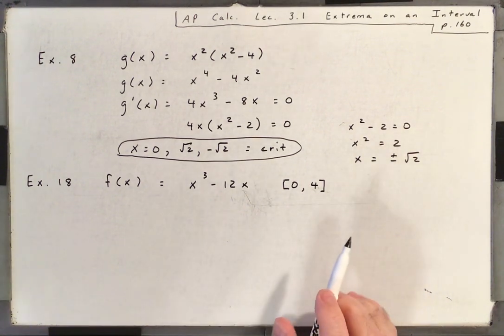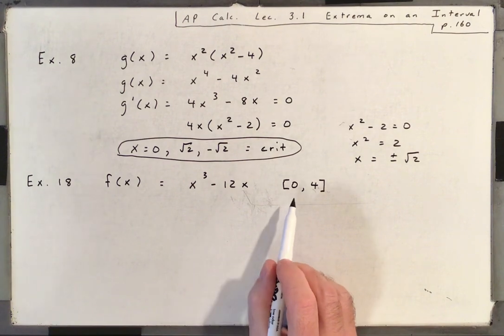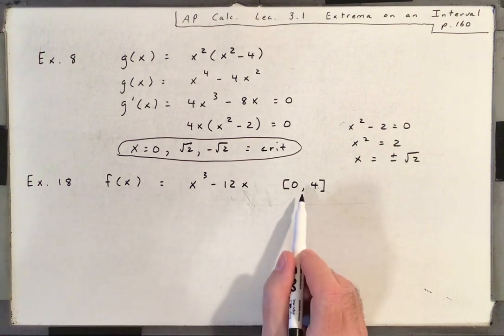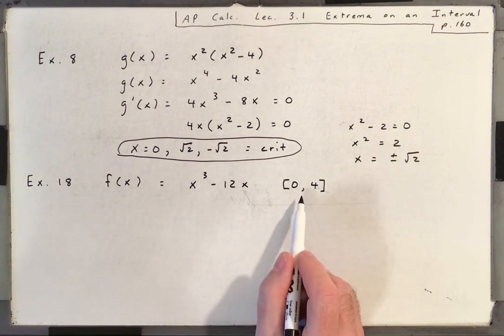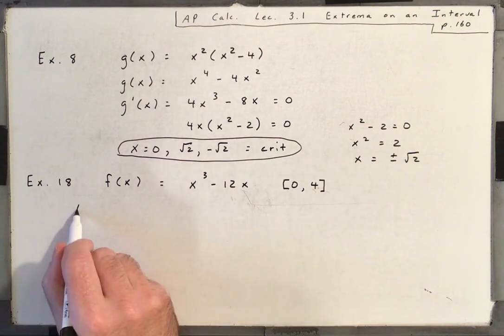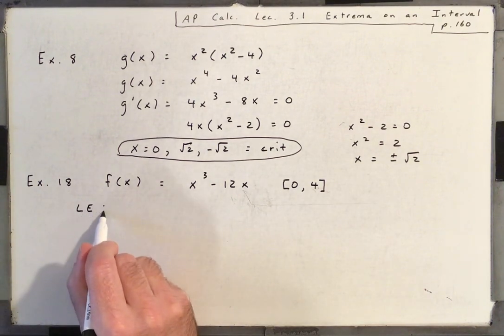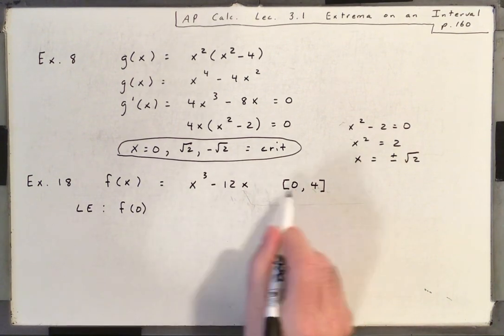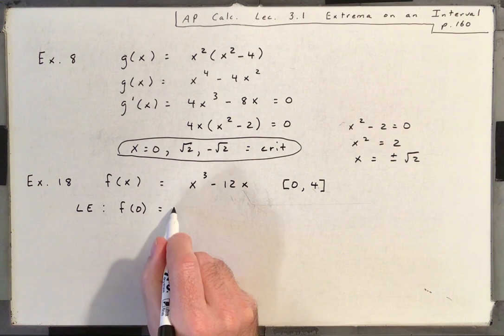So what you're going to do is, if you go back to your notes, I gave you this process. We're going to evaluate f of the endpoints, and then find the critical point. Okay, so first of all, our left endpoint, which I'm just going to call LE, would be f of 0. So plug 0 in, and that is 0.